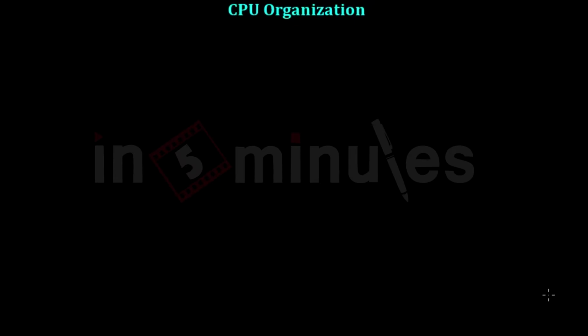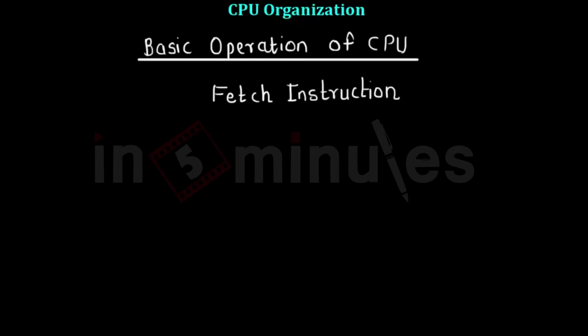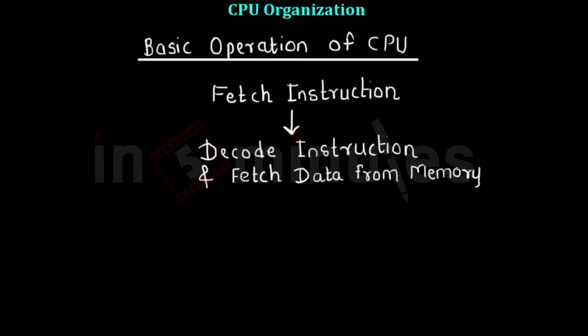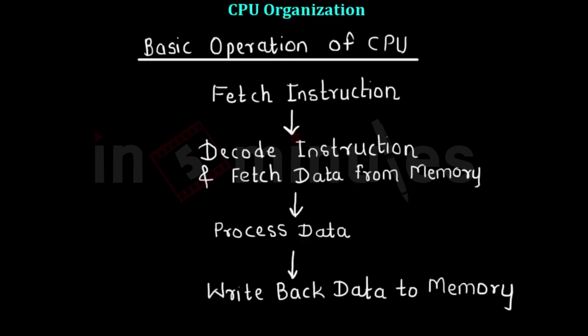In this video, we are going to talk about the organization of the CPU. So far, we know that the different operation that a processor performs is execution of instruction, and the different steps involved are, first of all, fetching the instruction, then decoding the instruction and fetching the operands from the memory, then processing of the data that is performed by the ALU, and finally, after the ALU operation is done, writing back the data into the memory.